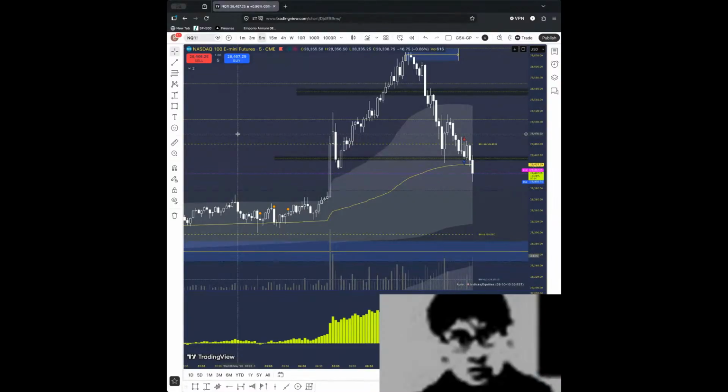What if instead of asking when, you asked where? Not how much volume at 10 a.m., but how many people actually traded at that specific price? The answer to that question is where the real edge lives. That's exactly what the volume profile shows you.